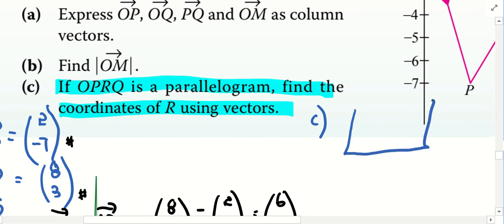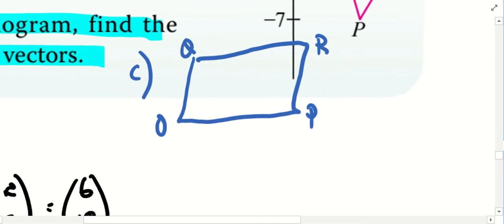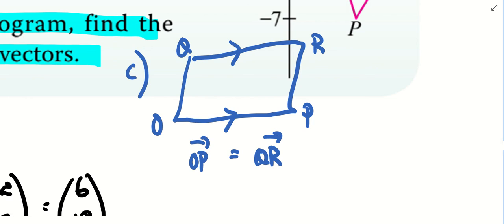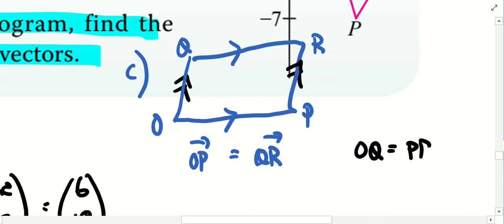So, assuming I just write O, P, R, Q. I don't care, I just write in this order. I must use vector method. There are two methods I can use. Since it's a parallelogram, do you agree OP is equal to QR? This is the first method. This also means OQ is equal to PR. This is the second method.